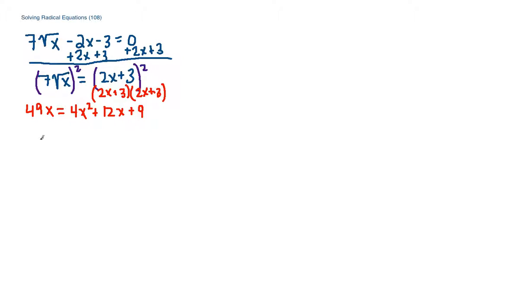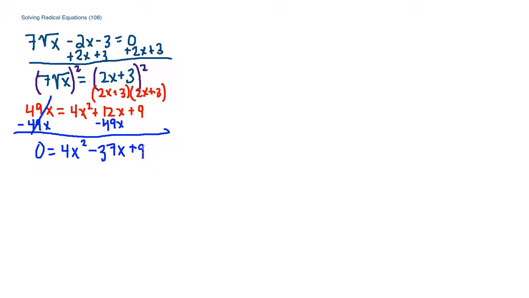Now I see that I have a quadratic equation here. One of these is squared, and then these two are just regular linear terms. So I want to get 0 on one side so I can go ahead and solve by factoring. I'm going to subtract 49x from both sides, and I'm going to have 0 on the left-hand side, which is exactly what I wanted, equals 4x squared, and then 12 minus 49 is negative 37x plus 9.